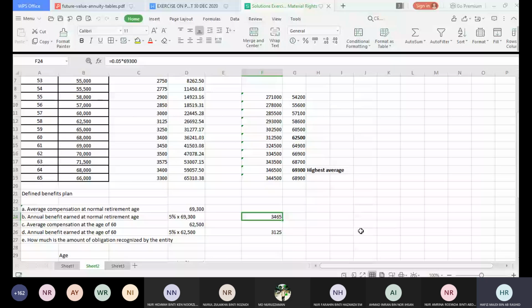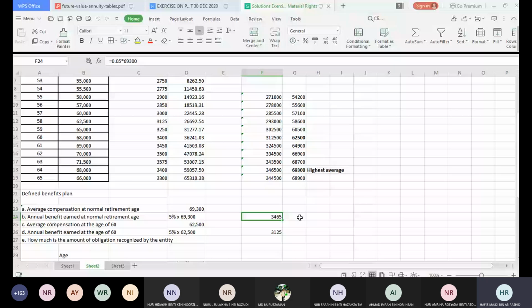So if the employee has provided 15 years in service, like in this case, Mr. Ahmad has provided 15 years in service. That means he will earn this 3465 for 15 years. That means you just multiply it by 15, then you will get the total benefit to Mr. Ahmad.